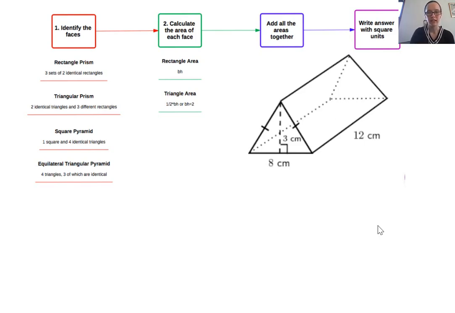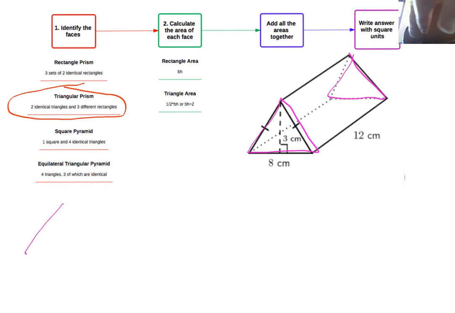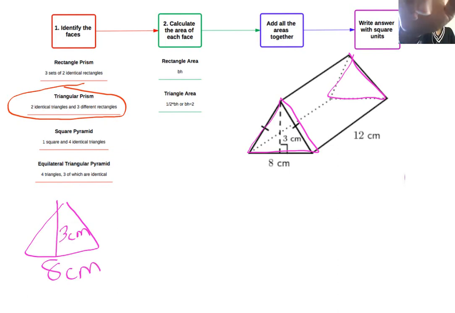To find the surface area of a triangular prism, we first have to identify the faces. Since we're dealing with a triangular prism, I know that there's two identical triangles. So I see a triangle here and a triangle in back. Our triangle has a base of 8 centimeters and a height of 3 centimeters. And these lines on the side mean that each of those sides is 8 centimeters as well. They're congruent. They're the same size.